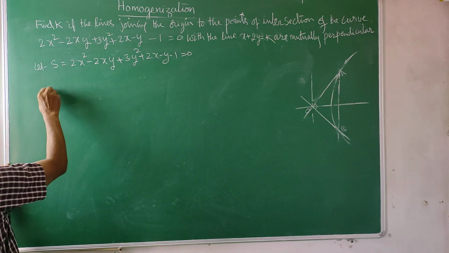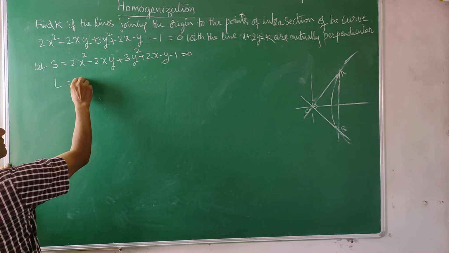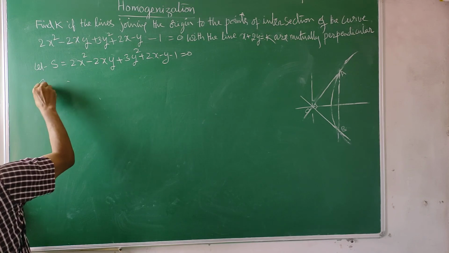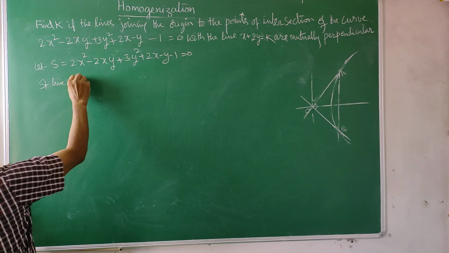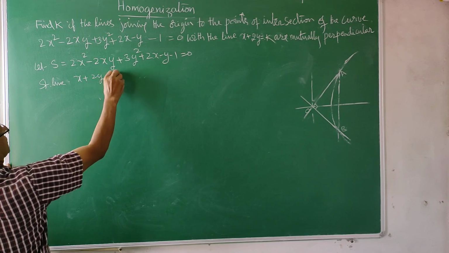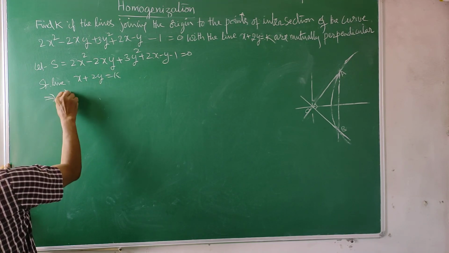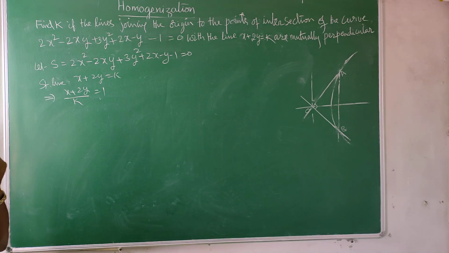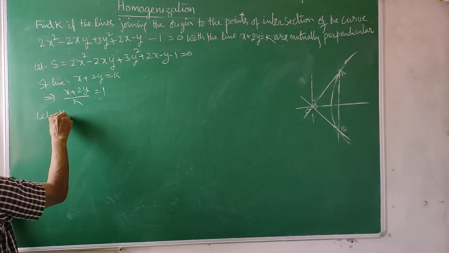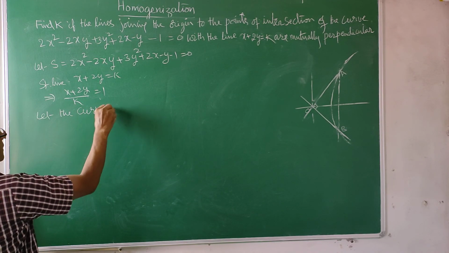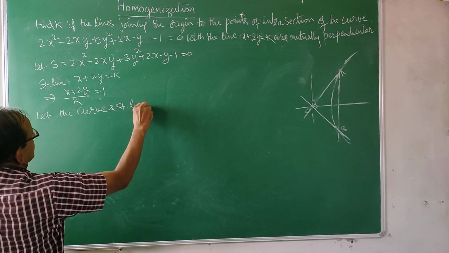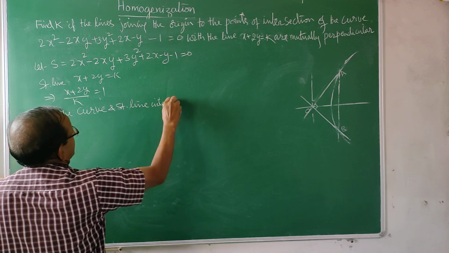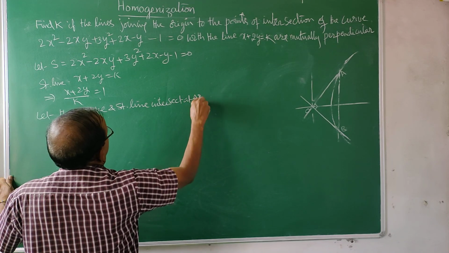Straight line L, or you write straight line, x plus 2y is equal to k. To make it 1, you can write it as (x plus 2y) by k is equal to 1. Now let us assume that the line and the curve intersect at A and B.